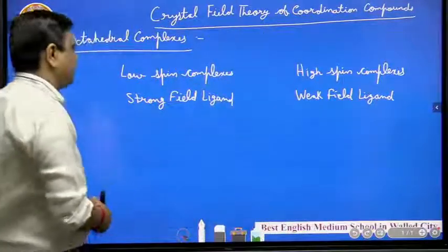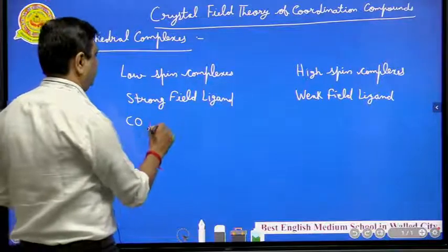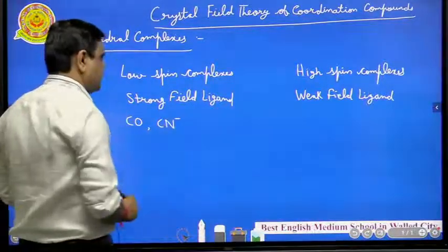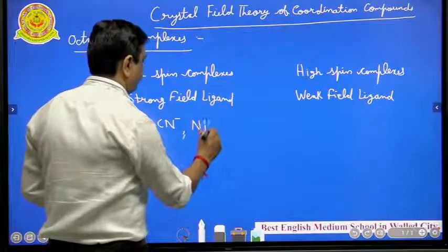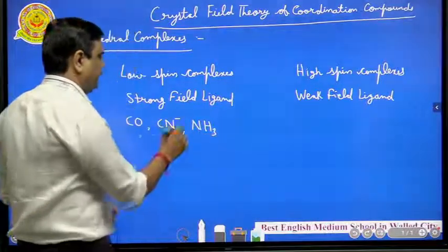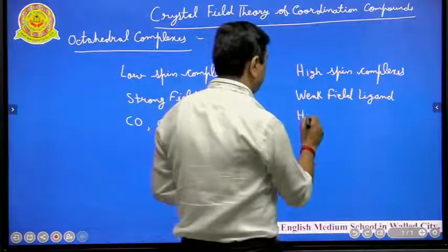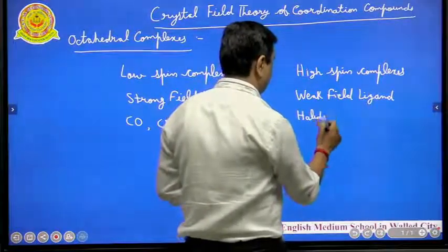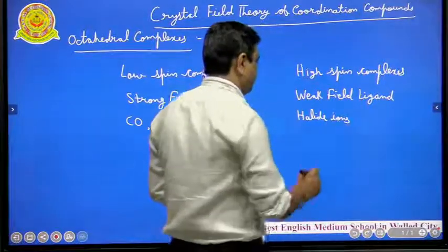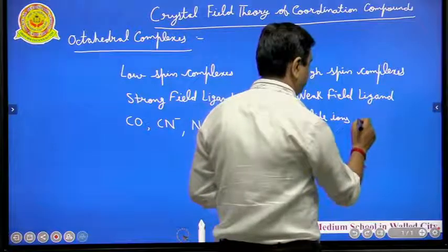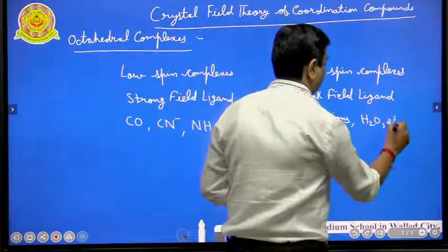Examples of strong field ligands are carbonyl group, cyanido, amine. Weak field ligands: all the halide ions, H2O, etc.